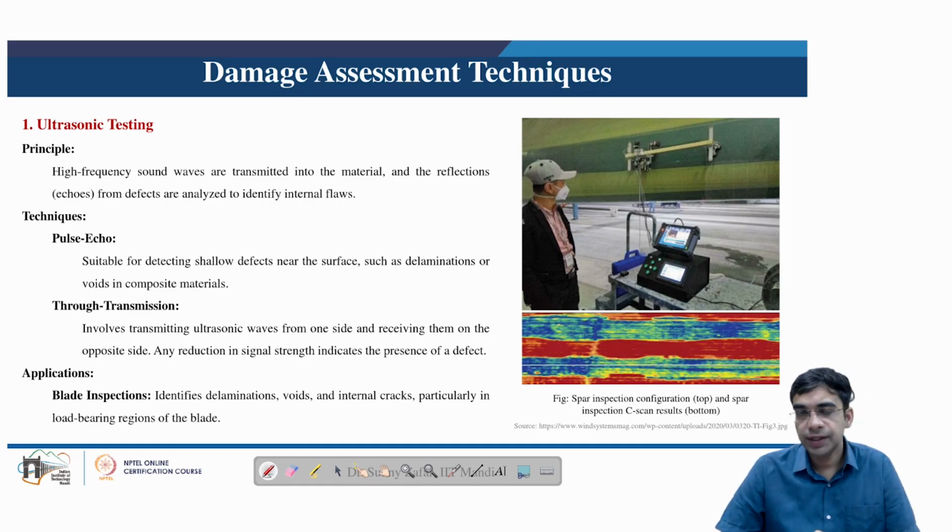The blades of the wind turbine are largely inspected using ultrasonic testing, which can identify delamination, voids, and internal cracks, particularly in load bearing regions of the blade. Here we can see the schematic where the spar inspection is conducted using ultrasonic C scans. Another important advantage of ultrasonic testing is the portability of the equipment, which can also be used on field.